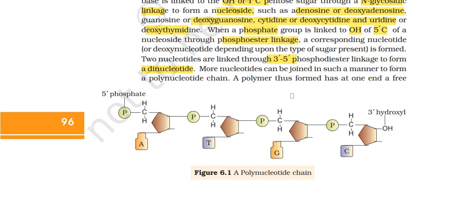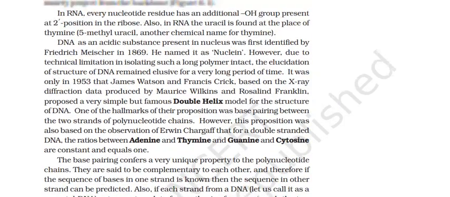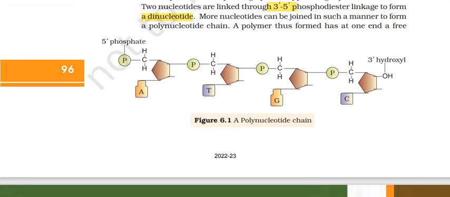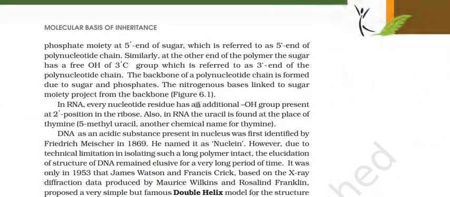A polymer thus formed has, अब क्या किया, 3' 5' पे फॉस्फोडाइस्टर बॉन्ड लगा लिया. फाइन. पहले तो हमने 5' कार्बन पे फॉस्फेट का OH लगाया. 3' पे जो हमारा पहला कार्बन था पेंटोज शुगर का, उसके साथ हमने किसको जोड़ा, पहले तो नाइट्रोजन बेस को एन ग्लाइकोसिडिक बॉन्ड से. नाउ व्हाट वी हैव नेक्स्ट इज हियर. ऑलराइट. And a polymer thus formed has at one end a free phosphate moiety at 5' end of sugar, which is referred to as 5' end of polynucleotide chain.